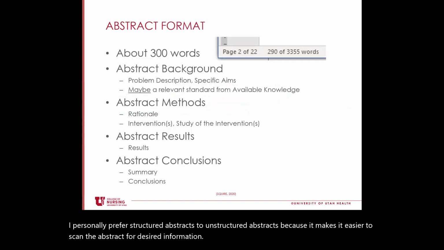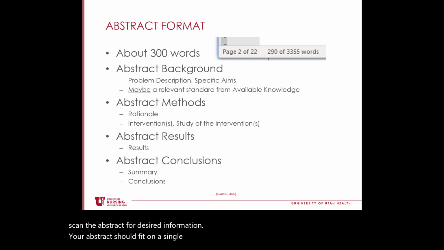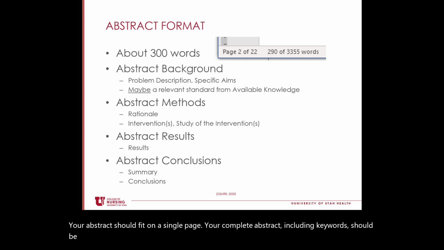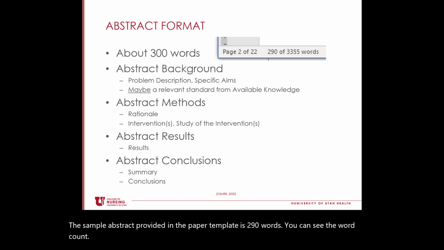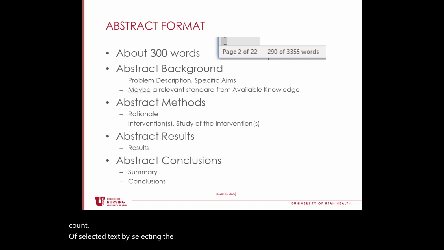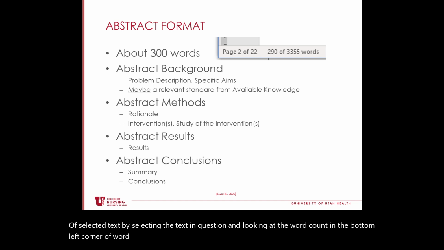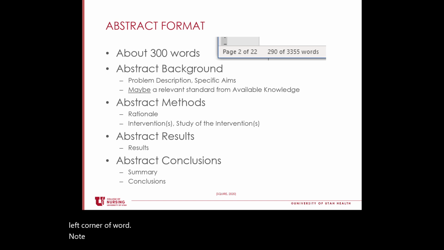Your abstract should fit on a single page. Your complete abstract, including keywords, should be about 300 words. The sample abstract provided in the paper template is 290 words. You can see the word count of selected text by selecting the text in question and looking at the word count in the bottom left corner of Word. Note that the example abstract in the paper template does not strictly follow the sections of the paper.